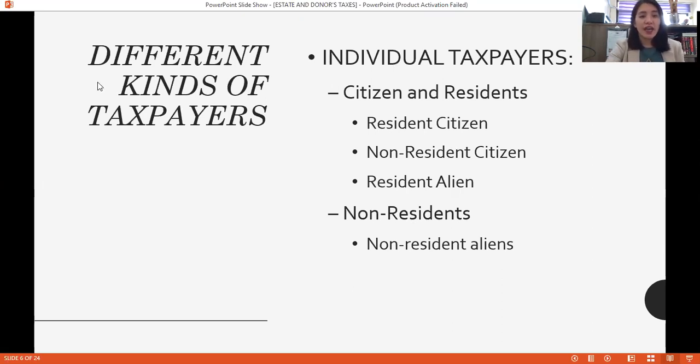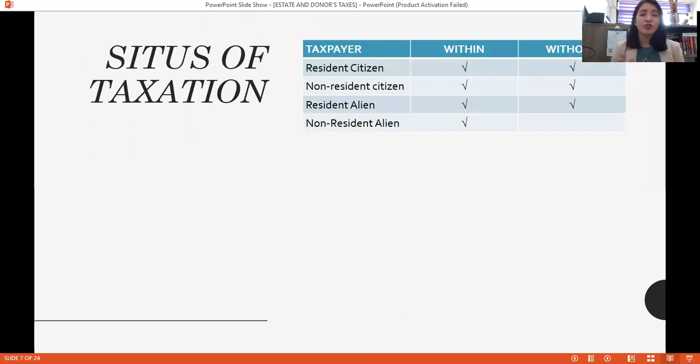So, for estate tax, meron tayong different kinds of taxpayers here. So, remember nyo yung sa income tax, di ba, we have individual taxpayers also. We have resident citizen, non-resident citizen, resident alien, non-resident alien. Same is true here in estate tax. Kaya lang, ang pinagkaiba dito is yung situs of taxation. Ano nga ulit yung situs of taxation? Di ba yung situs is, ano yung coverage ng kanyang taxability? So ano yung mga properties na kailangan nating i-add sa kanyang gross estate para masasubject siya sa estate tax.